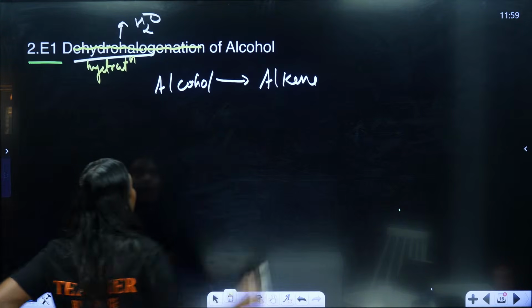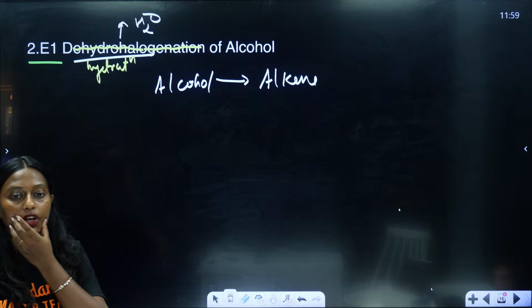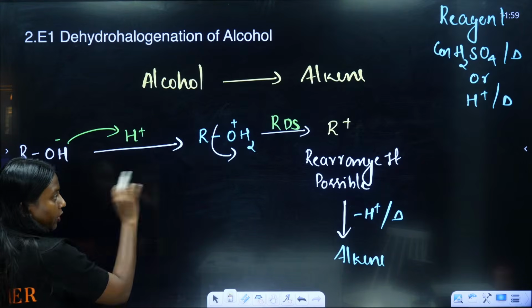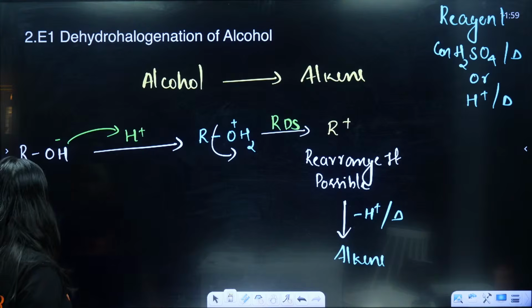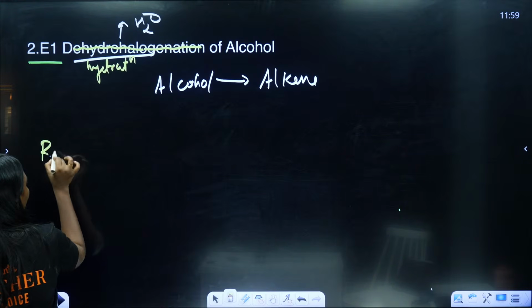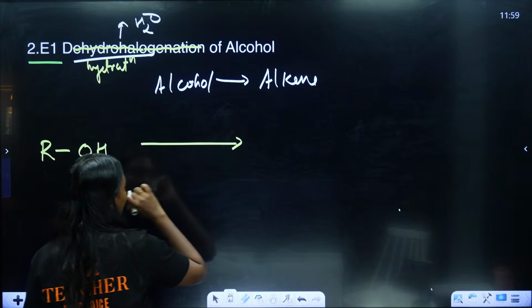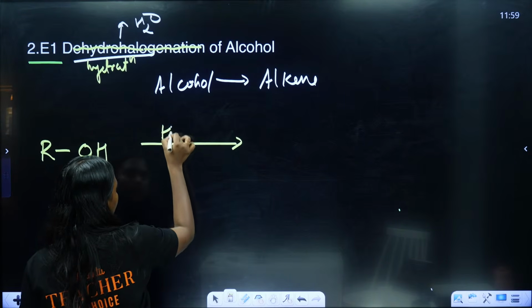So from alcohol we are going to prepare alkene. How should we prepare it? Let me show it here. So first, what will happen? ROH, this is our alcohol. ROH is reacting with H plus.